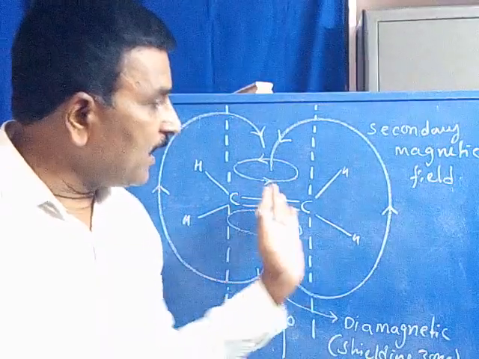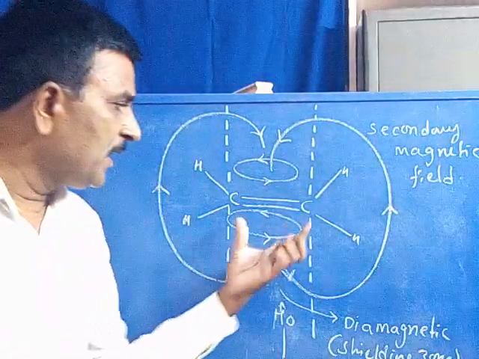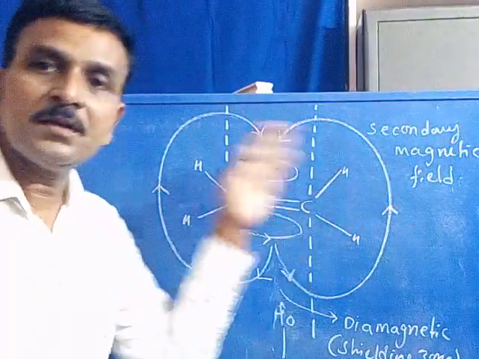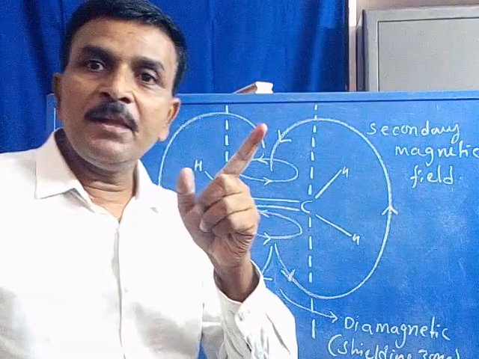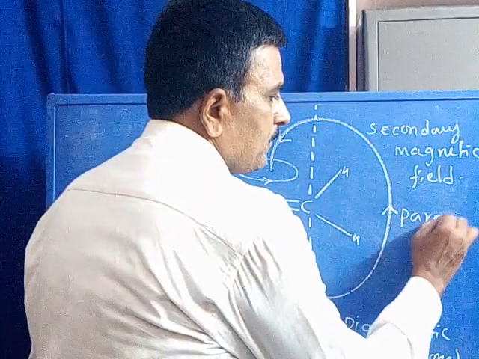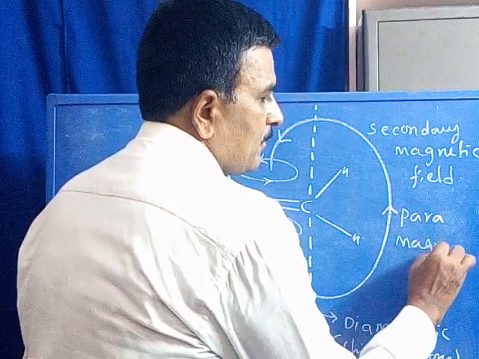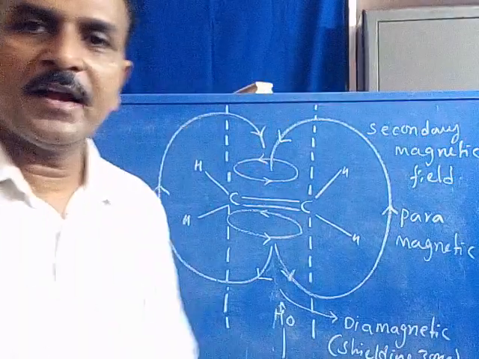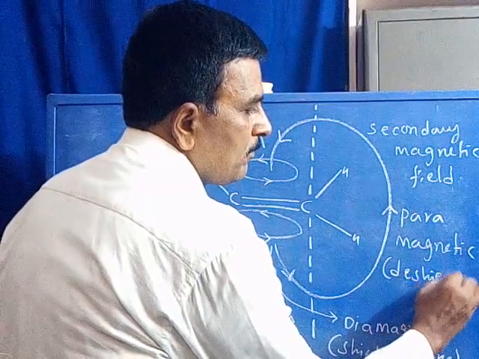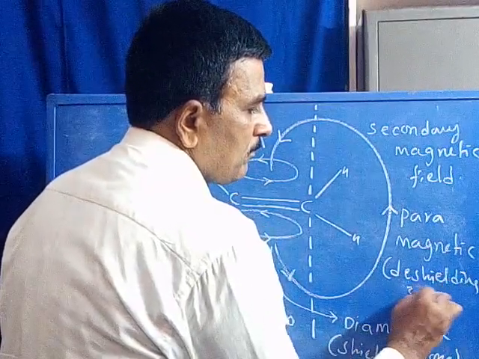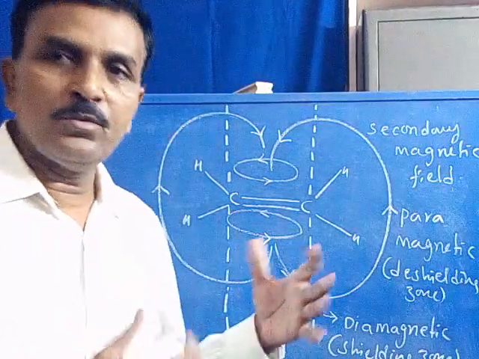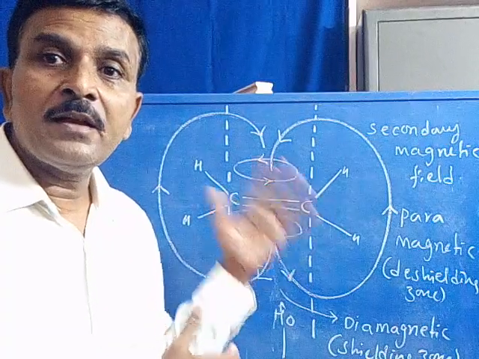Similarly, at the center of the two carbons, the secondary field is diamagnetic. Outside the two carbons, the secondary magnetic field is paramagnetic. This is paramagnetic. It is also referred to as the de-shielding zone. So this is about the anisotropic effect of ethylene.